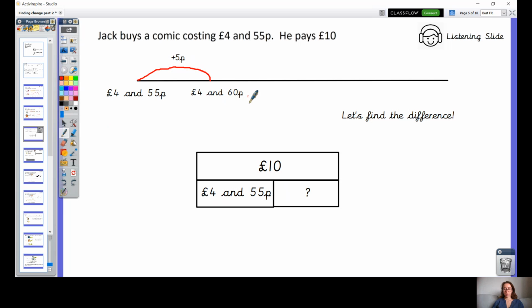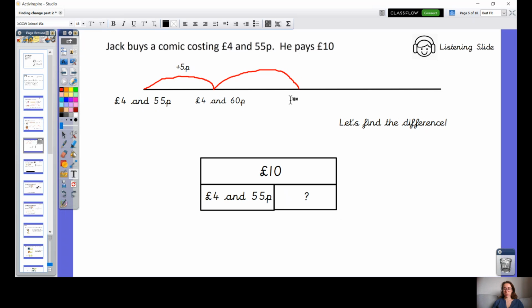Now we're going to see if we can get this pence value up to £1 to help us. Let's do another jump. I'm going to use my number bonds here to help me. 60 add 40 is to the next pound. So now I'm going to have £5 there, aren't I? Because this jump is going to be adding.